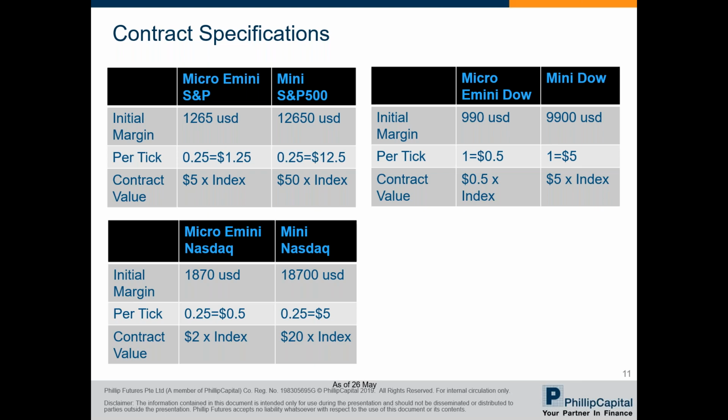The contract value is shown here at $5 times index. So what it means is basically you get the index times 5 is the total value of the contract. The index now, let's say, is at 4,500 for the E-mini S&P. Multiply that by 5 will give you a value of about $22,500 US. So you can see here that you only come out with a fraction of this contract value at only $1,265 US, which is a leverage of 17 times.